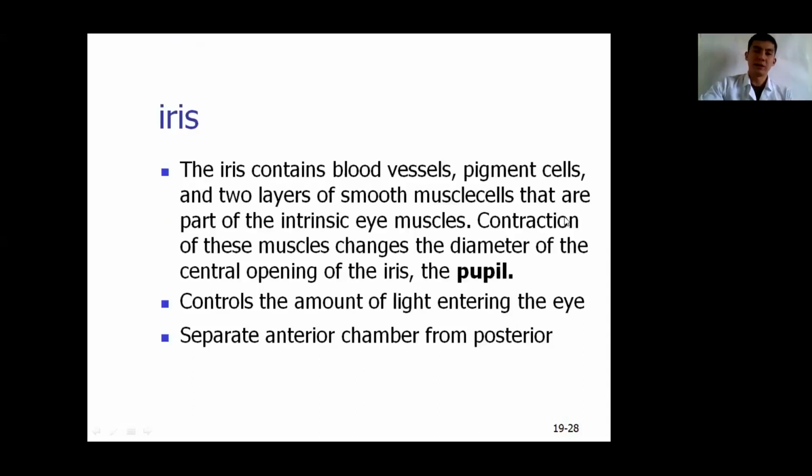Iris. The iris contains blood vessels, pigmented cells, and two layers of smooth muscle cells. These are the dilator pupillae and sphincter pupillae. These are the intrinsic muscles of the eye that provide contraction. The contraction of these muscles changes the diameter of the central opening of the iris, which is called the pupil, and controls the amount of light entering the eye, and also separates the anterior chamber from the posterior chamber.